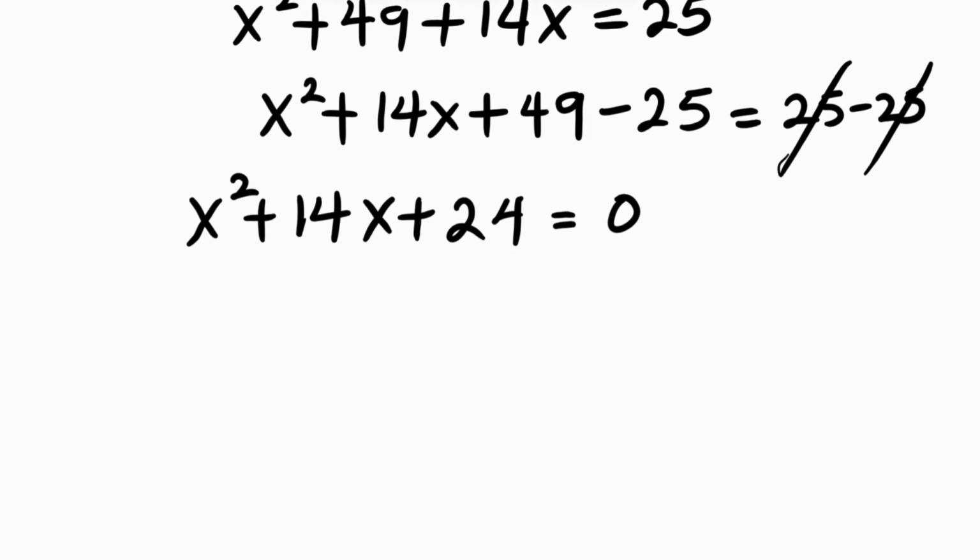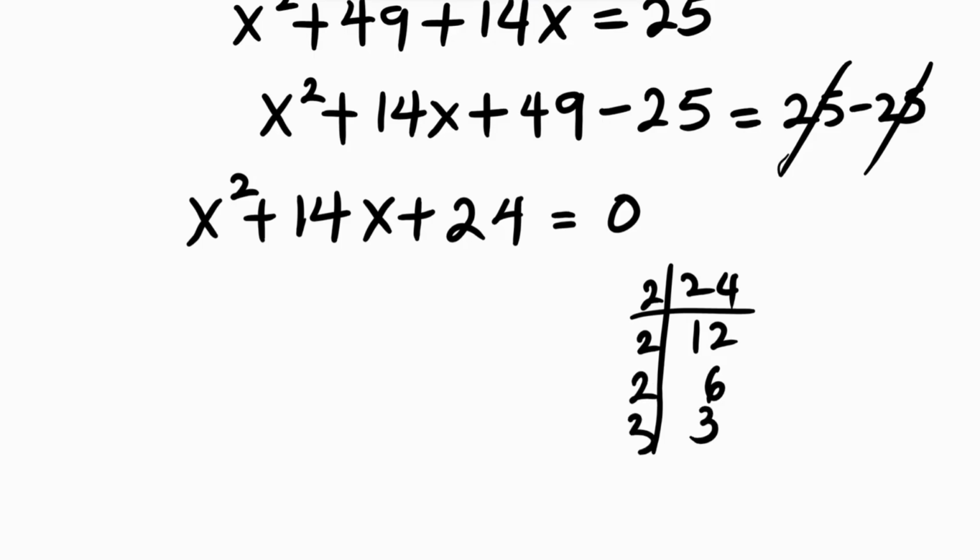So let's look for the two numbers that we can multiply to give us 24. So we go 24, 2 here is 12, 2 here is 6, 2 here is 3, 3 here is 1. Okay.